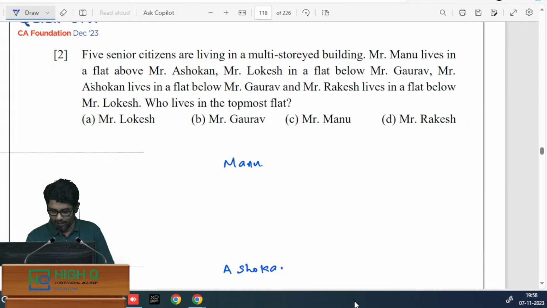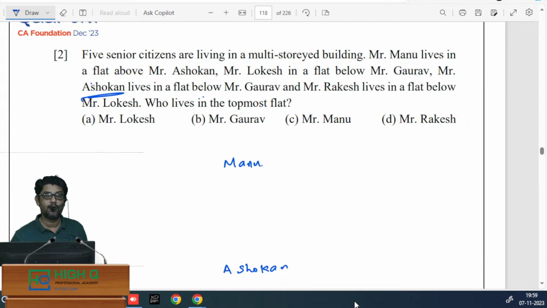Sir, why are you writing here, sir? Because there is one more place where Ashokan comes. Here also Ashokan is there. Ashokan lives in a flat below Mr. Gaurav. Actually, Ashokan lives below Manu as well as Gaurav. That is the condition. That's why I always give some gap. Now, Mr. Lokesh lives in a flat below Mr. Gaurav. But here I am not able to arrange. Keep as it is. Next one.